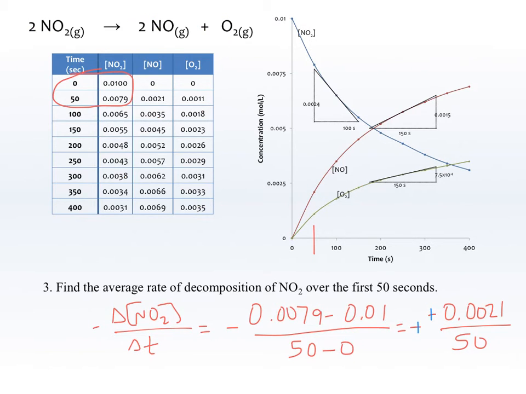And here's a hint, rate always has to be positive. You're always going to make a certain amount of something. You can't ever make negative amounts of any chemical. So 0.0021 divided by 50 is equal to 4.2 times 10 to the negative 5. If we look at units, which are really important, 0.0079 is molarity, minus 0.01 is molarity. This is the concentration in molarity, divided by seconds, 50 seconds minus 0 seconds, so this is molarity per second.